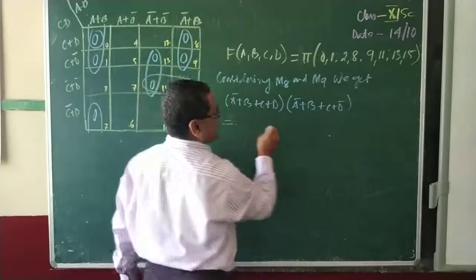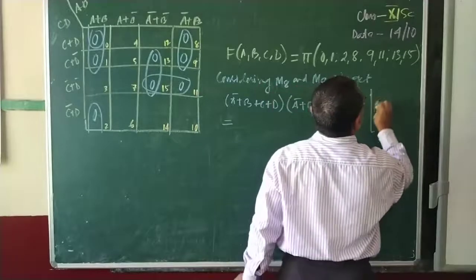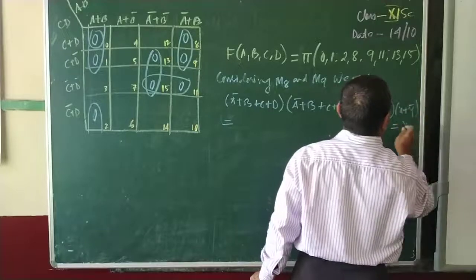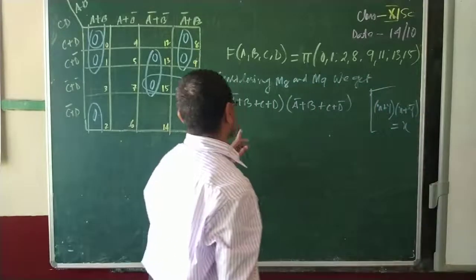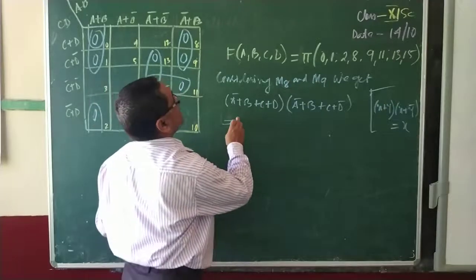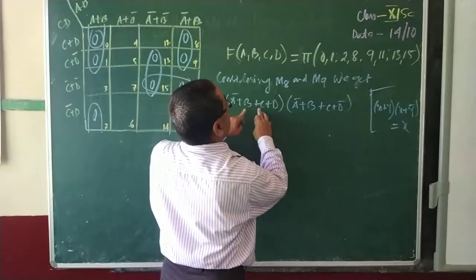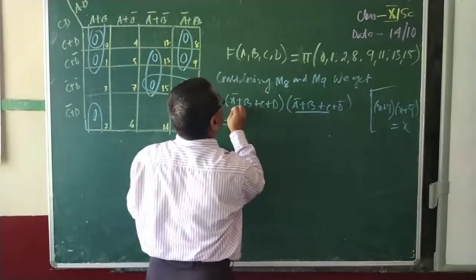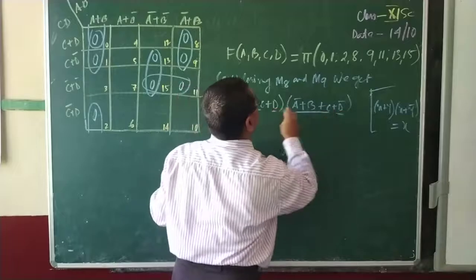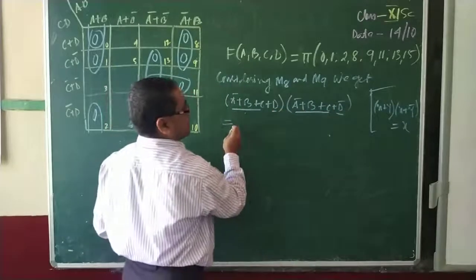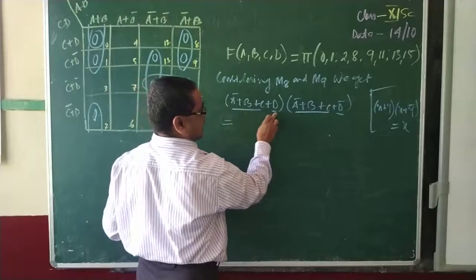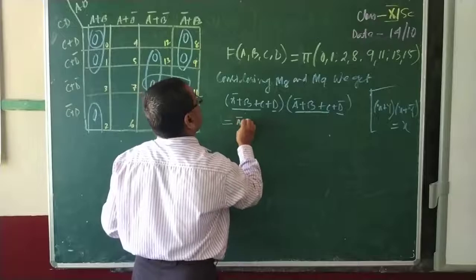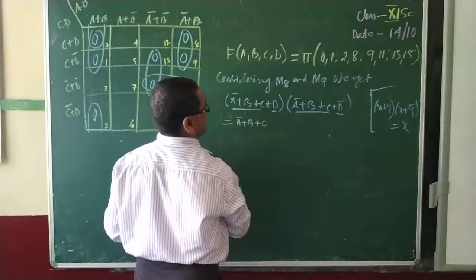Now you know the formula already: x plus y and x plus y complement equals x. This is the formula, you must write it beside. See here, x is A complement plus B plus C, and here D and D complement. So we can make a group of these two, D plus D complement. That means here it is coming x. This is x and this is y, and this is x and this is y, so that means it will be x. So that means A complement plus B plus C is the answer of this.